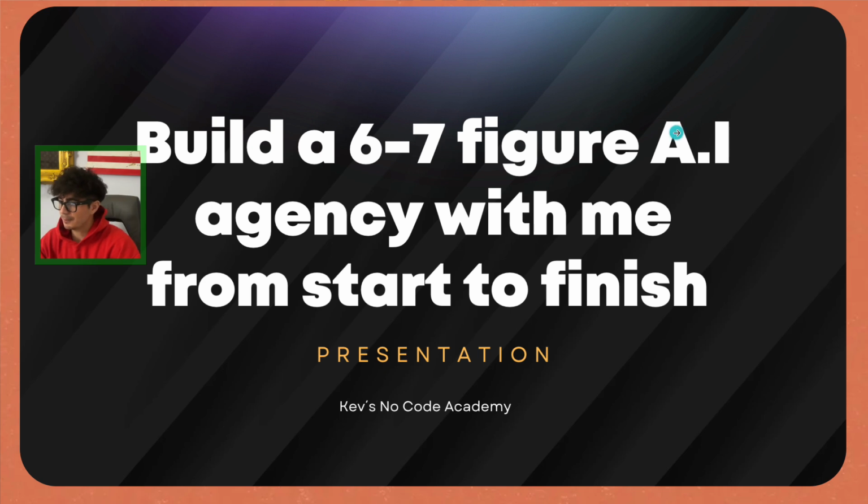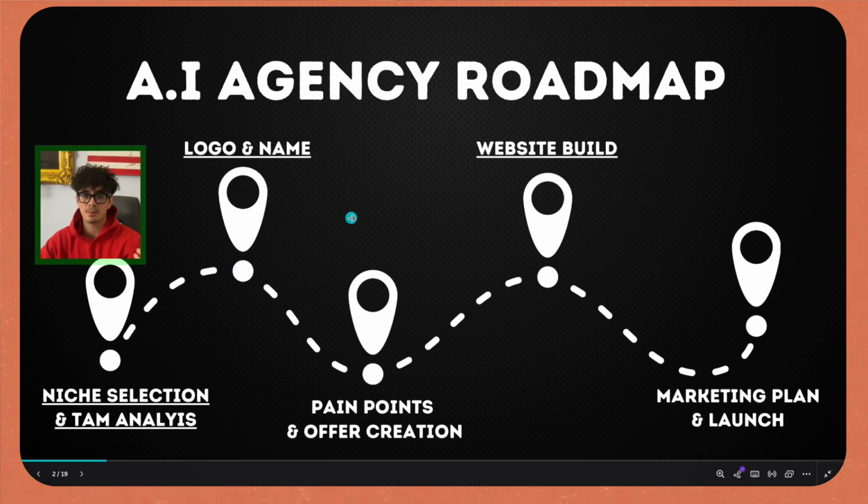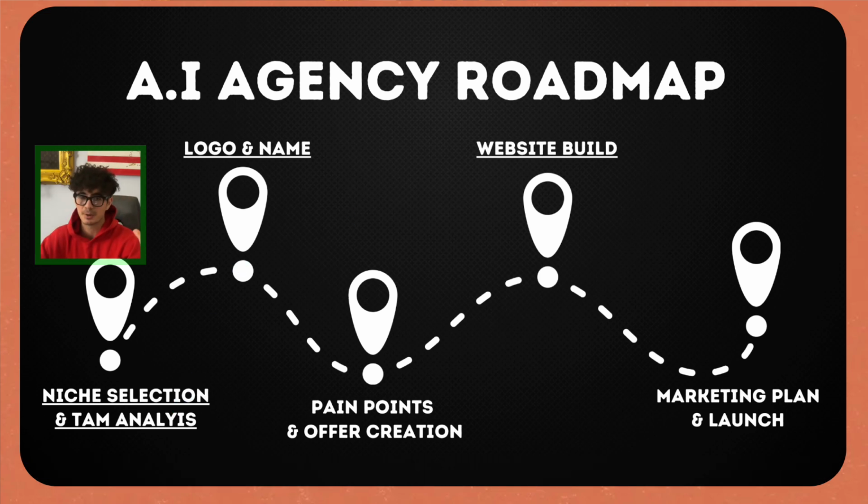So guys, let's jump into the presentation and let's look at the roadmap of what we have in today's video. So the first thing we're going to do is identify the niche selection and the target market and the entire attainable target market, and it'll tell us basically how much we can possibly generate in this specific niche that we chose. After that, guys, we're going to go right into building the logo and the name, and we're just going to build that in a couple of minutes. After that, guys, we're going to get into the pain points and actually build out our offers. We're going to then build out our website using a no-code tool called Replit Agent, and then I'm going to explain my marketing plan, and we're going to launch this entire agency, and then I'm going to give it away to someone in the Academy.